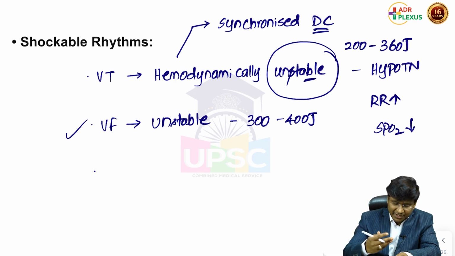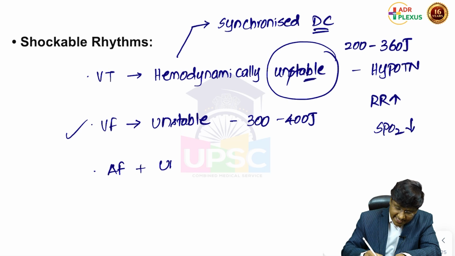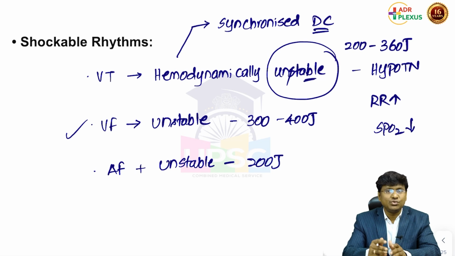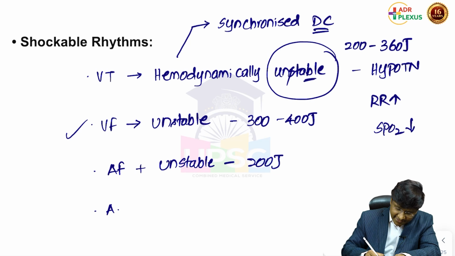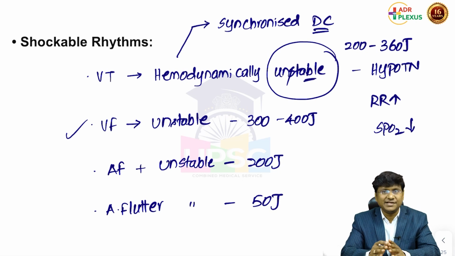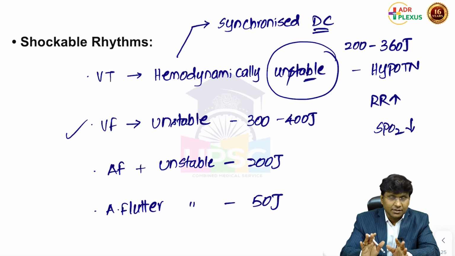The other shockable rhythms are atrial fibrillation with hemodynamic instability, right? What is the strength we give? That is 200 joules. Synchronized cardioversion is what we do. And next is atrial flutter with hemodynamic instability, and the strength of the shock we give here is 50 joules. So these are all the shockable rhythms, and in all of these conditions we give shock.